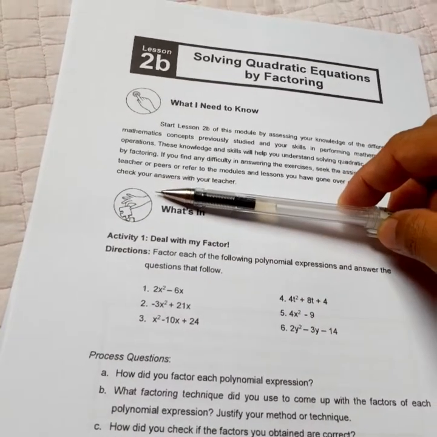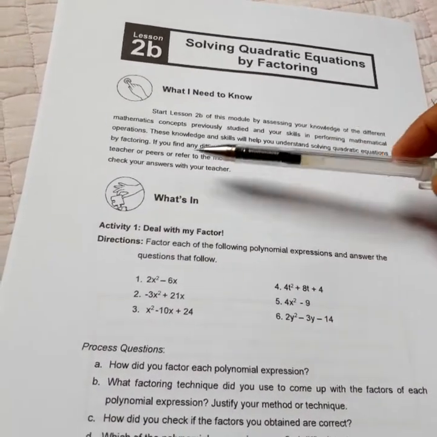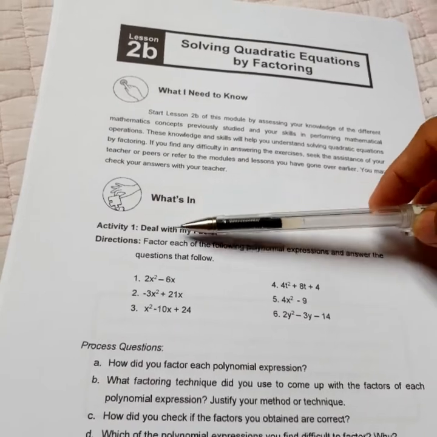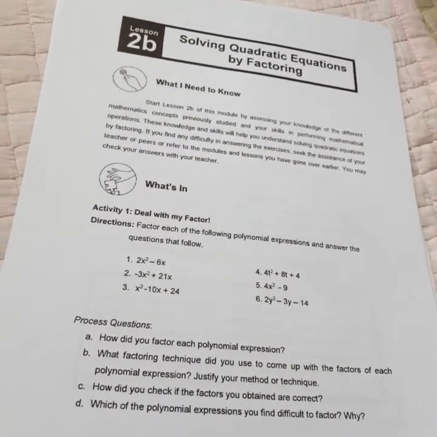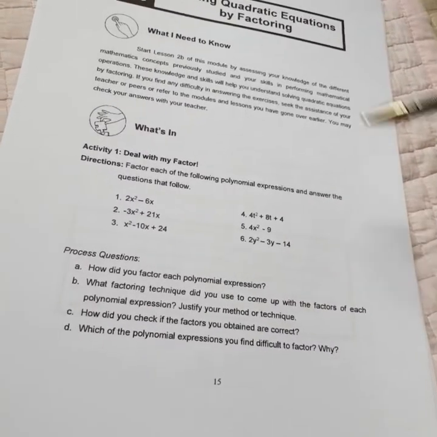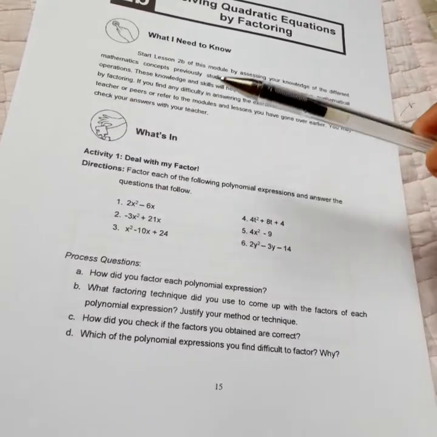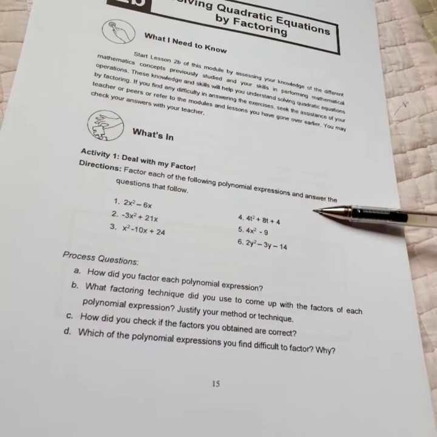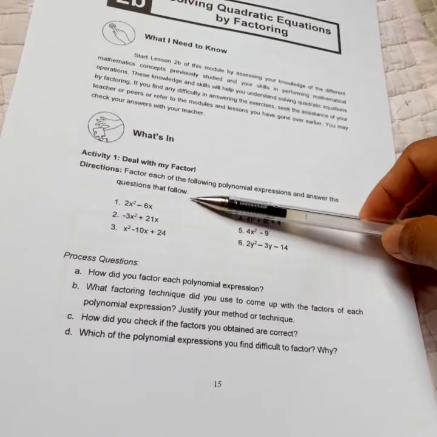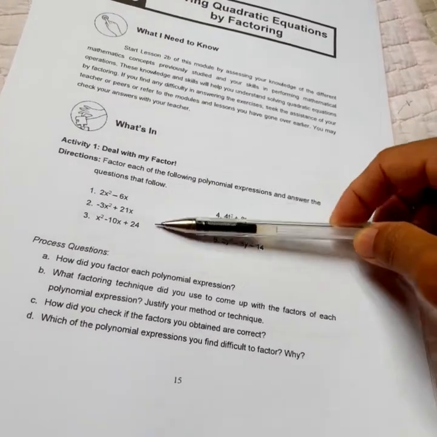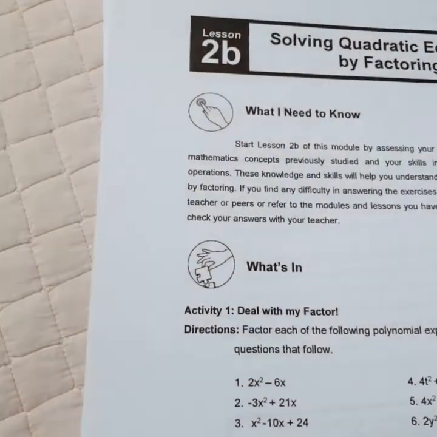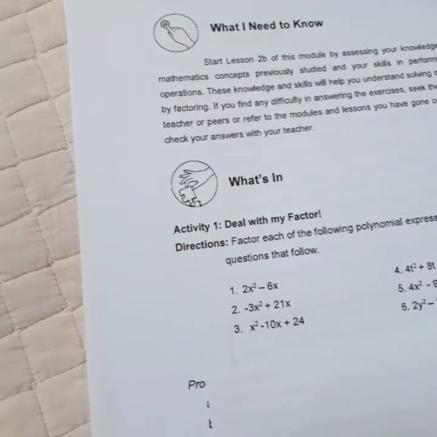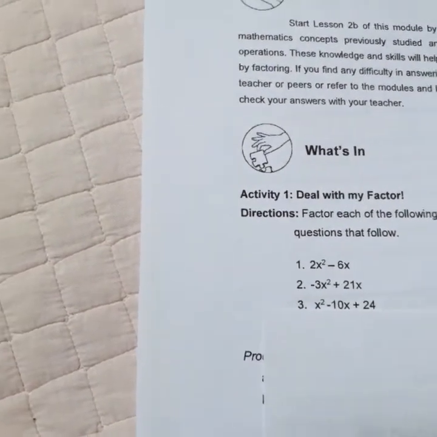Okay, basa na ni what I need to know. Next, we have what's in. Activity 1, deal with my factor. So, i-factor na po ninyo ni. Direction: factor each of the following polynomial expressions and answer the questions that follow. I-factor ninyo ni. Okay, example. How to factor that one. Example number 1.